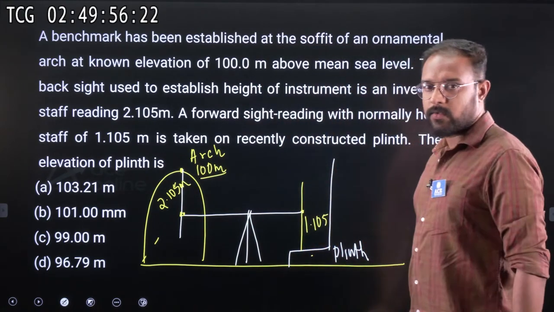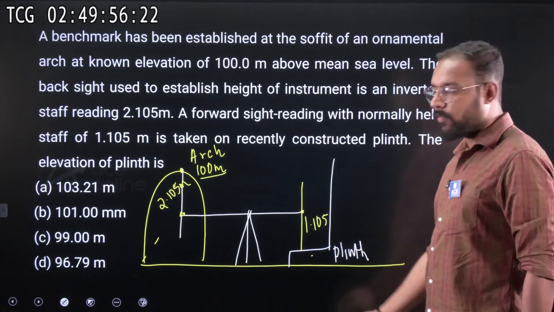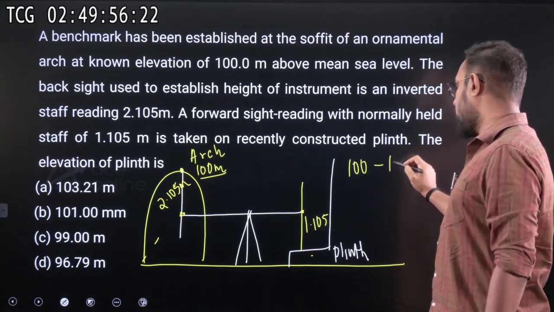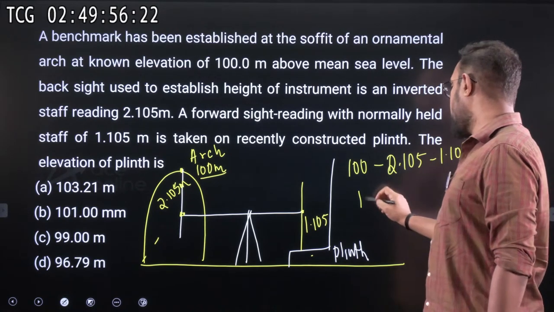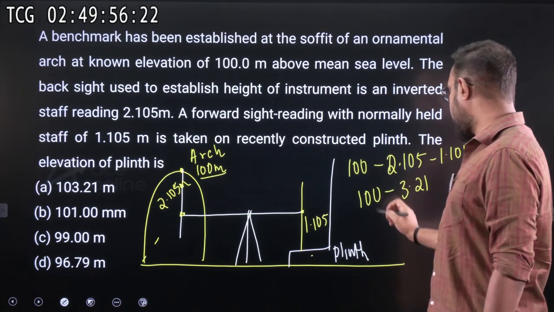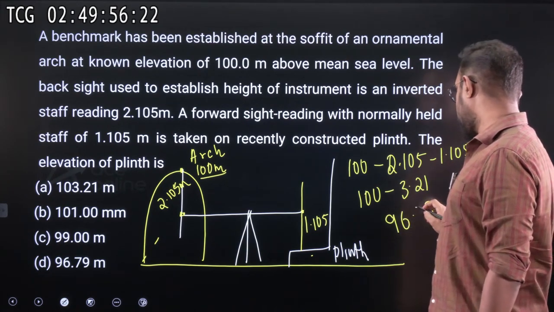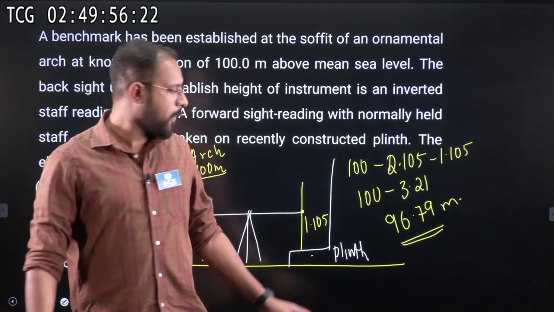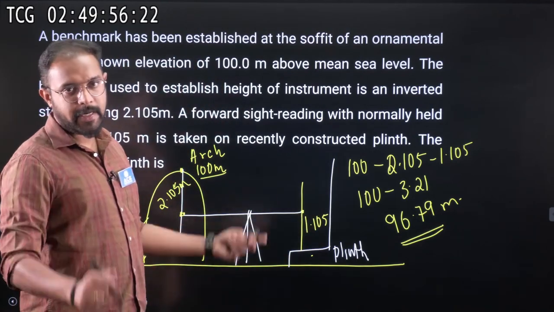What they are asking is, what is the reduced level of this point? So what is the answer? From 100, minus 2.105, from there, minus 1.105. From 100, come down, again come down. So 100 minus 2.105 minus 1.105, that is 100 minus 3.21, correct? Yes, so 100 minus 3 is 97, 96.79 meters should be the correct answer. The answer is option D. So from 100, come down by 2.105, again come down by 1.105. You get the reduced level of it.